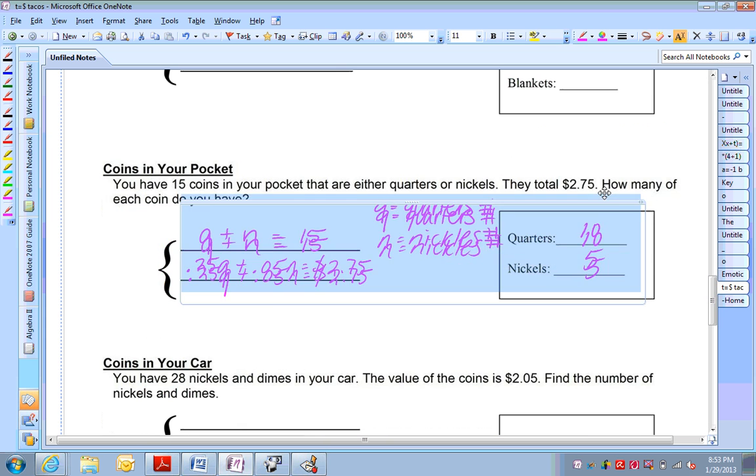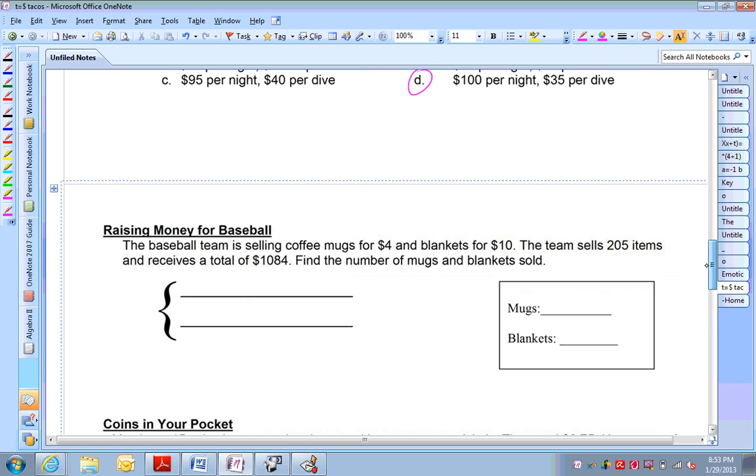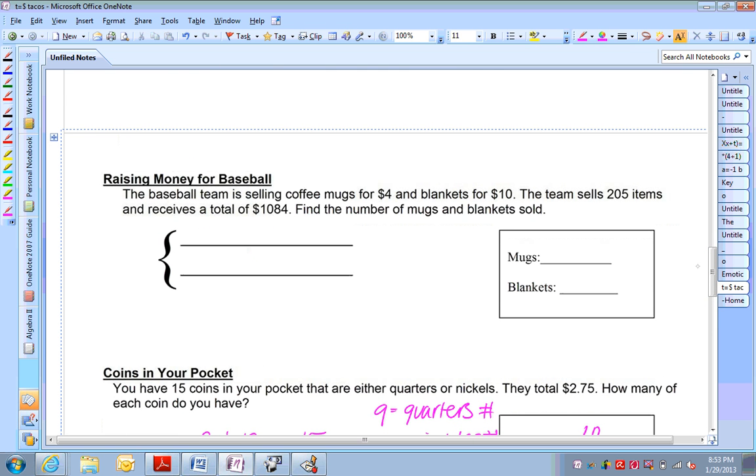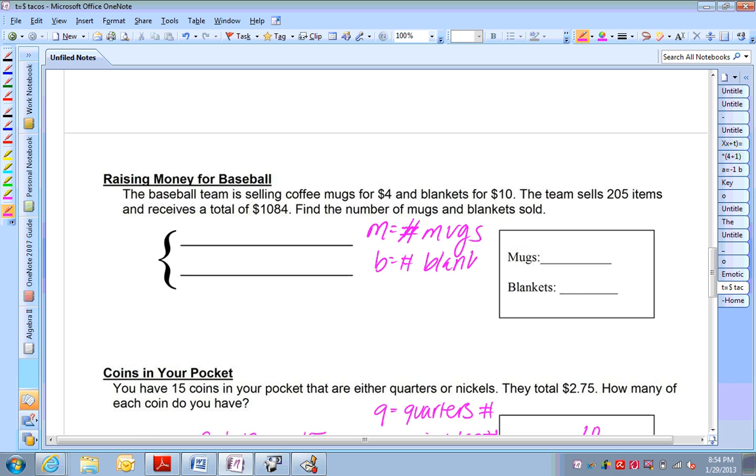Okay, so I've got 2 more problems I'm going to go over with you, and then I'm going to let y'all work. It says the baseball team is selling coffee mugs for $4 and blankets for $10. The team sells 205 items, and they receive $1,084. So they want to find the number of mugs and blankets sold. So we're going to let M equal the number of mugs and B equal the number of blankets.